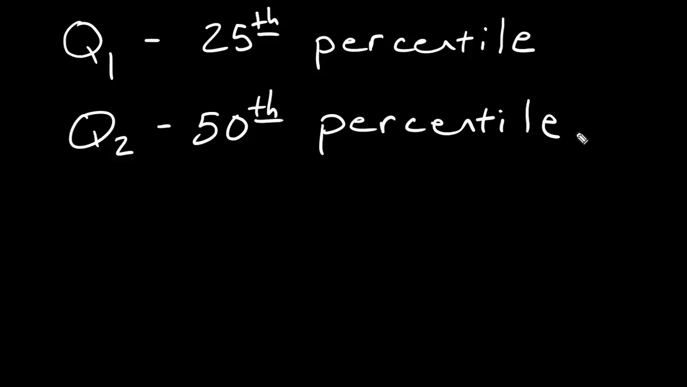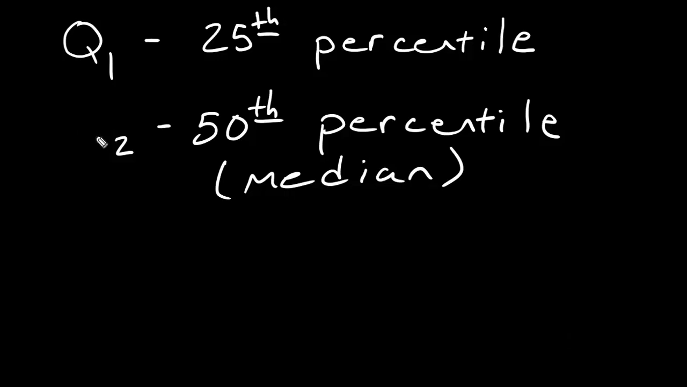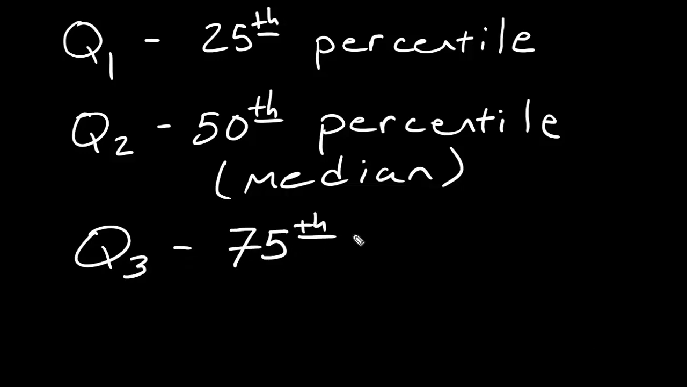Q2 is the 50th percentile. We've actually already found a Q2 in the percentiles video. One of the examples we did was the 50th percentile. That was Q2. It also has another name, which is the median. Right? It's going to be the value or the average of the values in the middle of our data set. And then we're going to have Q3, which is the 75th percentile.